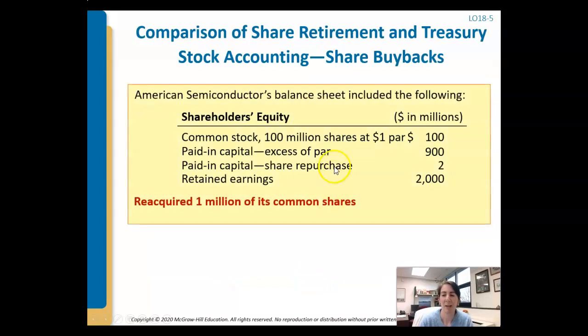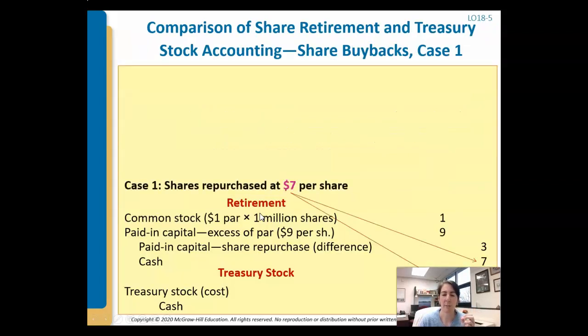Interesting. All right, here's an example we're going to go through probably for a little while here. We've got American Semiconductor, we've got common stock, 100 million shares at $1 par, paid in capital in excess of par. We have an account called paid in capital share repurchase, which we haven't talked about yet, because you're going to see it in this transaction. But let's just know that there's $2 here. And retained earnings, $2,000. The company is going to reacquire 1 million of its common shares.